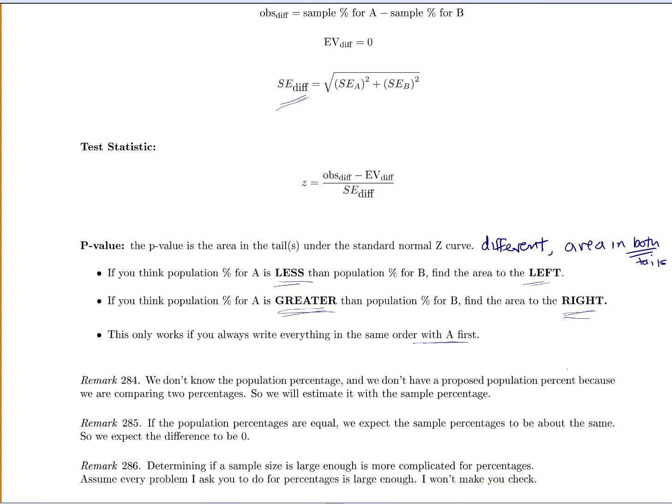So our remarks, I think we've already said them all, but let's just go through again. So again, we don't know our population percentage, and we don't have a proposed population percent because we're comparing two different populations. So we have to estimate our population percentage for the standard error with our sample percentage. And if your population percentages are equal, you'd expect the sample percentages to be about the same. So you'd expect that difference to be 0. And determining if a sample size is large enough is more complicated for percentages than it is for averages. So just assume that every problem I ask you to do for percentages is large enough. I'm not going to make you check.